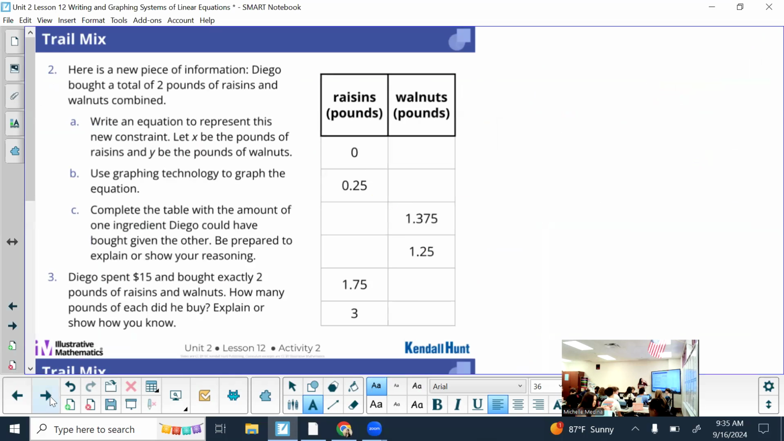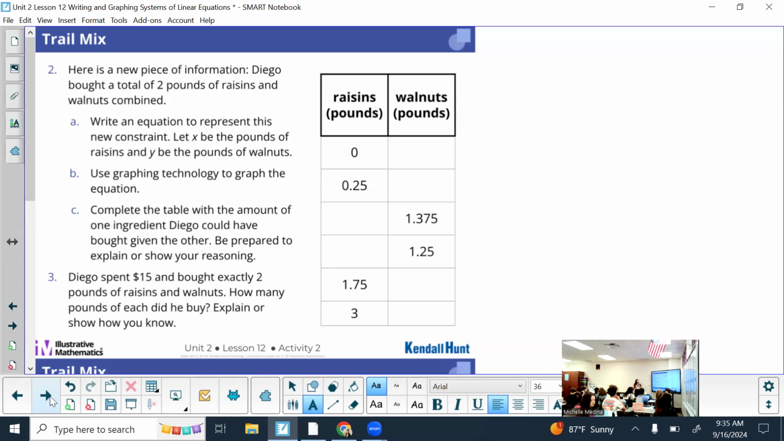All right, so similar to what you already did, except we're changing one thing. Diego bought a total of 2 pounds of raisins and walnuts combined. So we're changing the constraint. You're going to write an equation to represent this. Let X be pounds of raisins and Y be pounds of walnuts. Let's review that together, because it's hard to do the rest if you don't know the right equation. So just think about that.